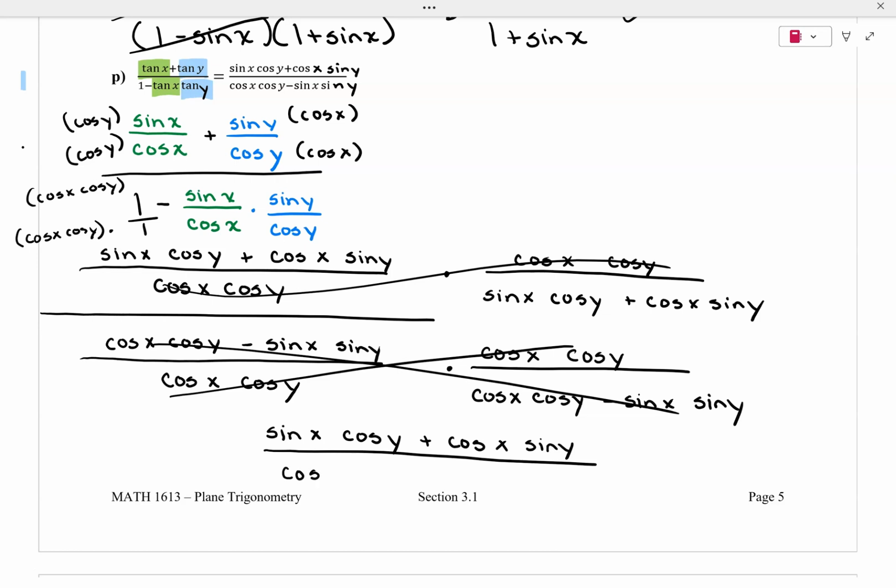Whoops, hold on. OMG, I didn't write what I was supposed to right here. That was cosine of x, cosine of y, minus. You guys were probably yelling at me through the computer. But good thing I caught it when I started writing it. I was like, hold up, something's not right. Cosine of x, cosine of y, minus sine of x, and then sine of y.